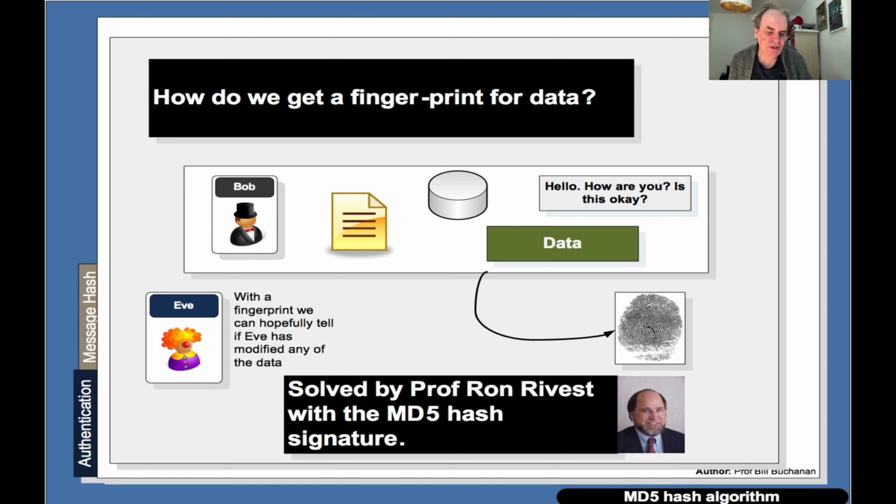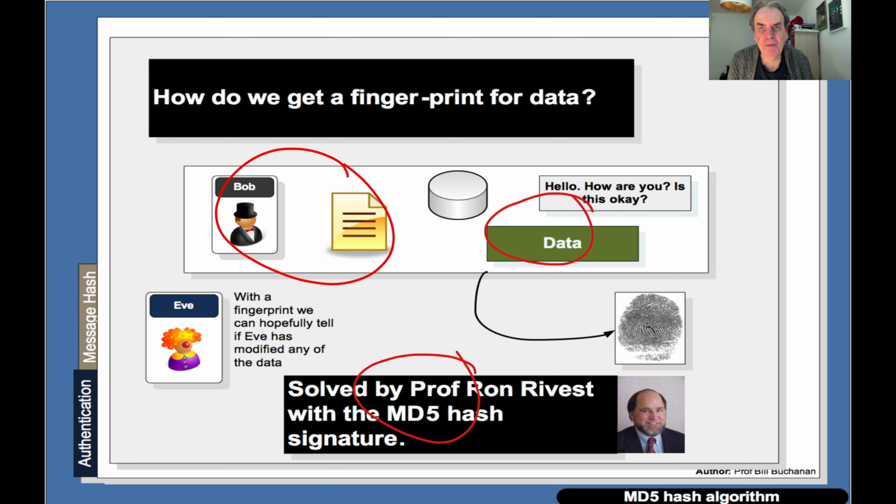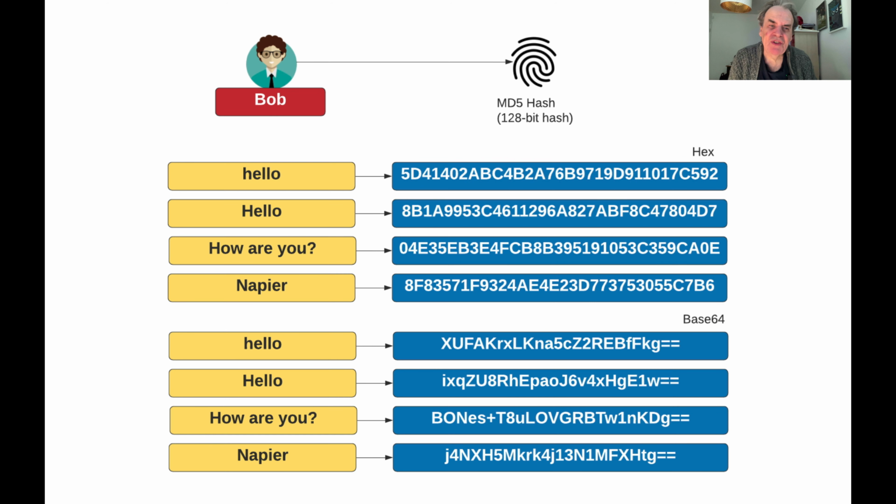Okay, so how do we get some data? Doesn't matter what the data relates to. It might relate to a file, or it could be an image, or it could be the identity of Bob himself. How do we get a fingerprint for that data? Well, that was kind of solved by Ron Rivest with the popular MD5 hashing method, which took virtually any amount of data and then was able to create a fixed length MD5 hash. It just happened to be 128 bits long, and unfortunately that isn't long enough for our current standards.